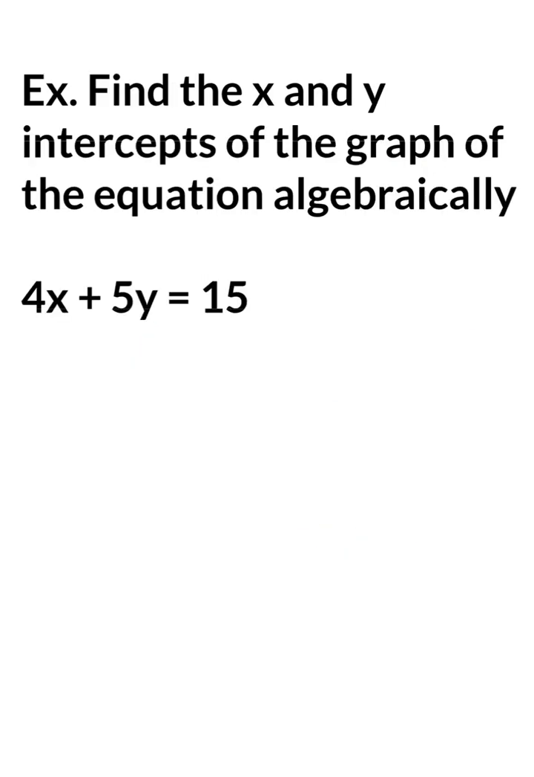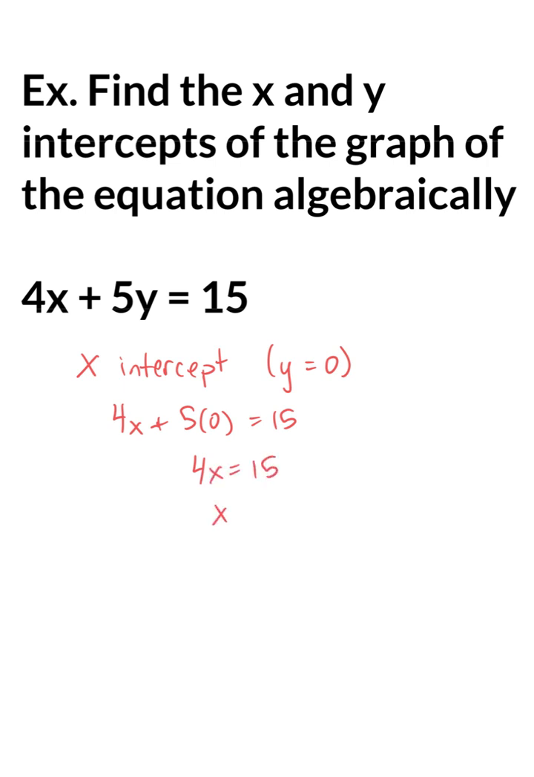And then the other type of problem has to do with finding the x and y intercept. So when we're finding the x-intercept, think about where that is. The x-intercept is y is equal to 0. So then we go 4x plus 5 times 0 is equal to 15, which gives us 4x is equal to 15. So x is equal to 15 over 4.